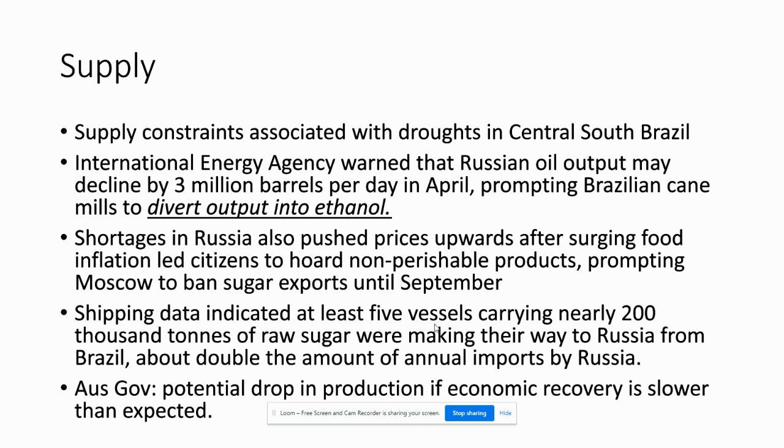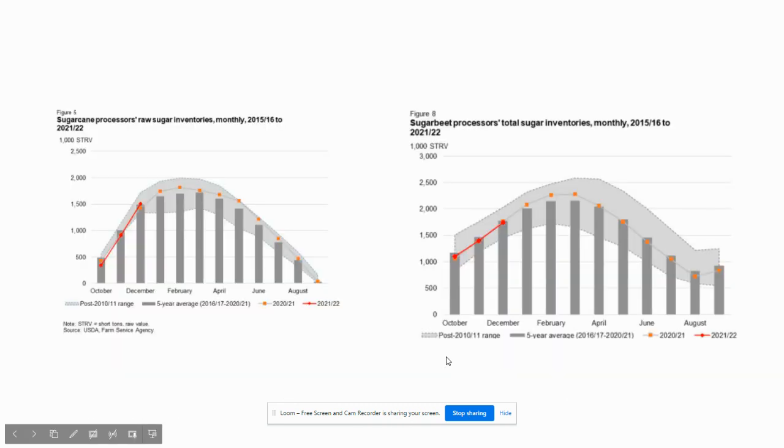Shipping data has indicated at least 5 vessels carrying nearly 200,000 tons of raw sugar making their way to Russia from Brazil, about double the amount of annual imports by Russia. So the Russians are stocking the pantry, okay, and Brazil is gladly supplying, but guess what's happening to the local supply of sugar? That is continually being eaten up. The Australian government see a potential drop in production should the economic recovery be slower than expected, and so we've got a drop in production. Again, that's less supply available on the market.